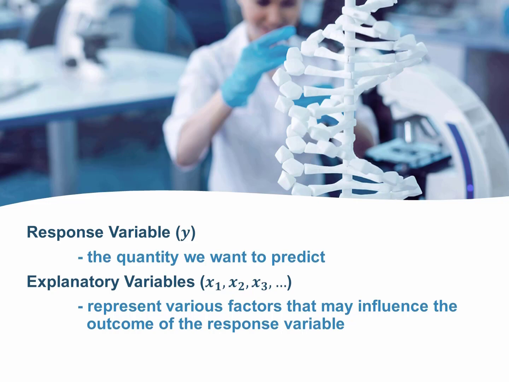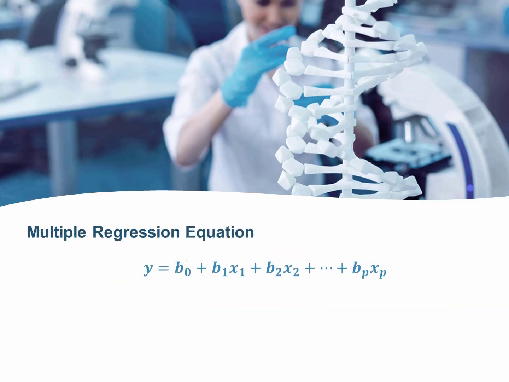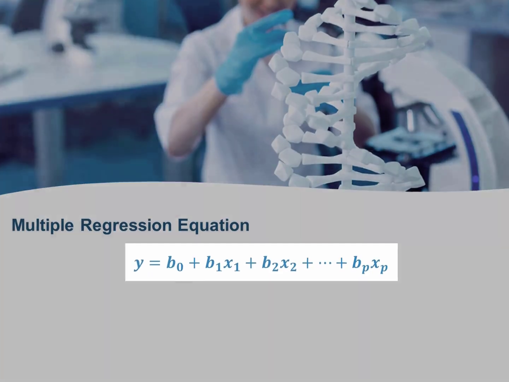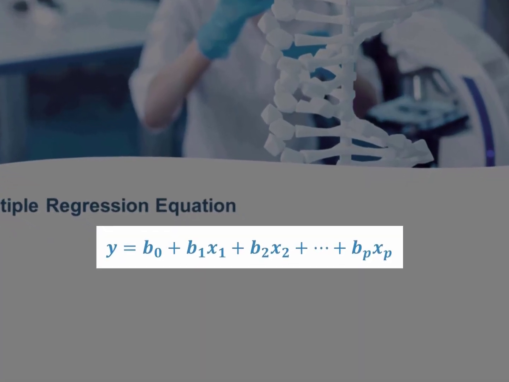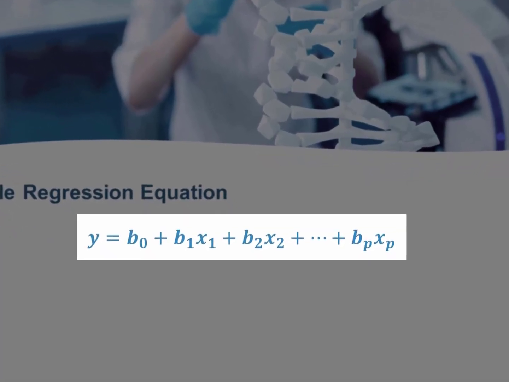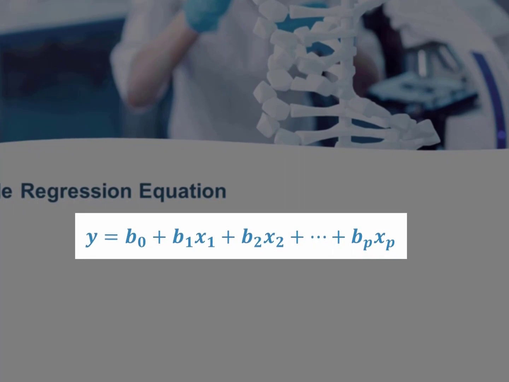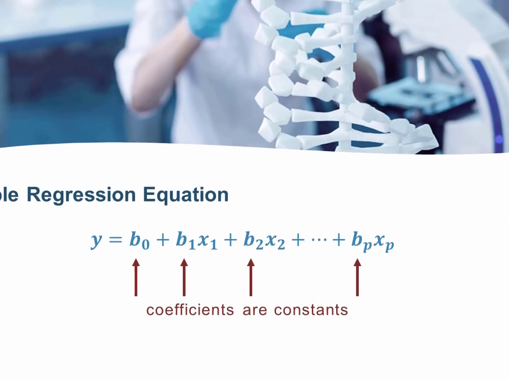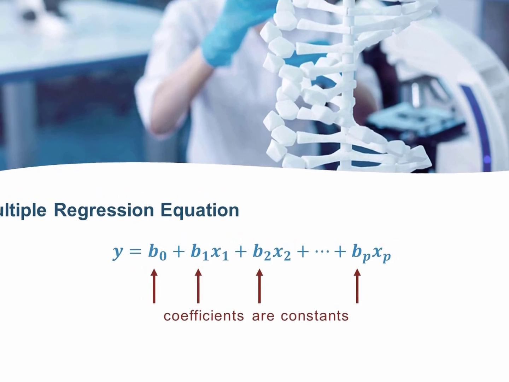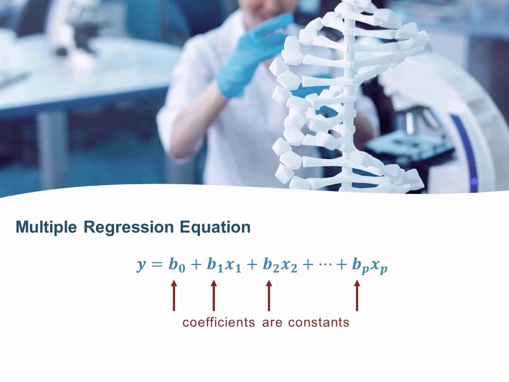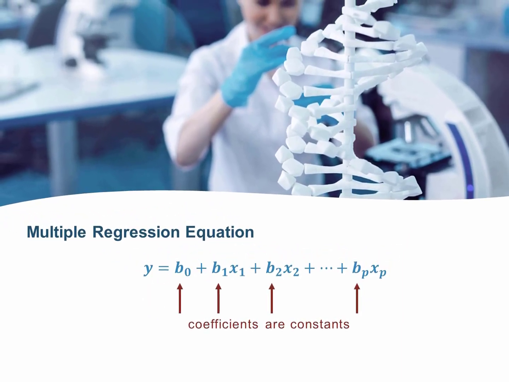Now, if there are p explanatory variables, the multiple regression is given by y equals b0 plus b1 times x1 plus b2 times x2, and so on until we get to bp times xp, where b0, b1, b2, and so on are constants. Okay, let's dive into an example.